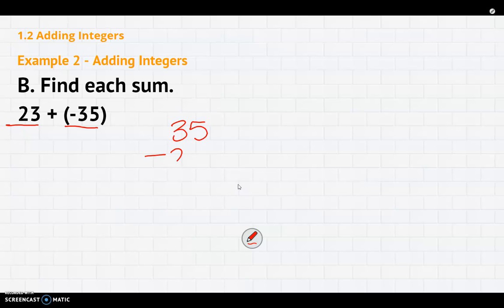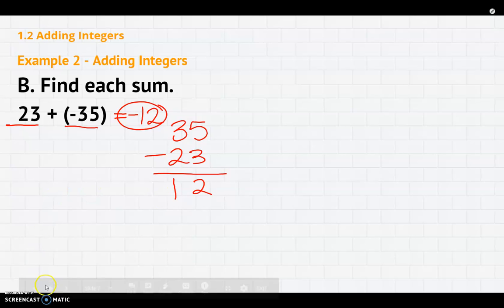So 35 minus 23, 5 minus 3 is 2, 3 minus 2 is 1. So you get 12. And I have to decide what sign that gets now. Well, the bigger number is 35, and the sign on that 35 is negative. So your final answer should be a negative 12. Okay? You have $23, you spend $35. Well, now you have negative $12. You owe money. Okay? You can think about it that way too.